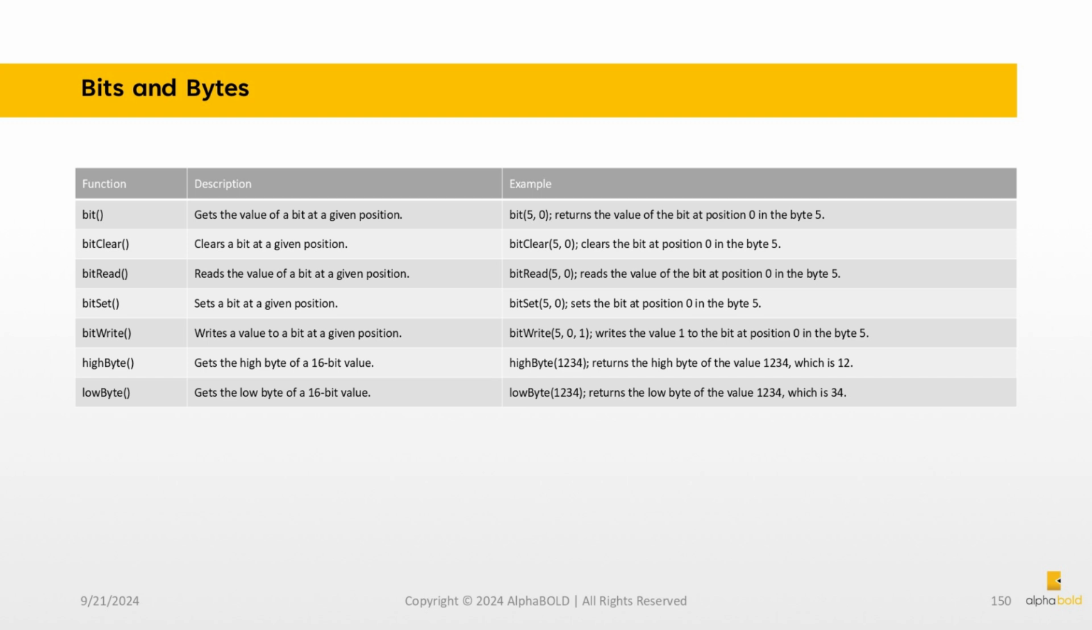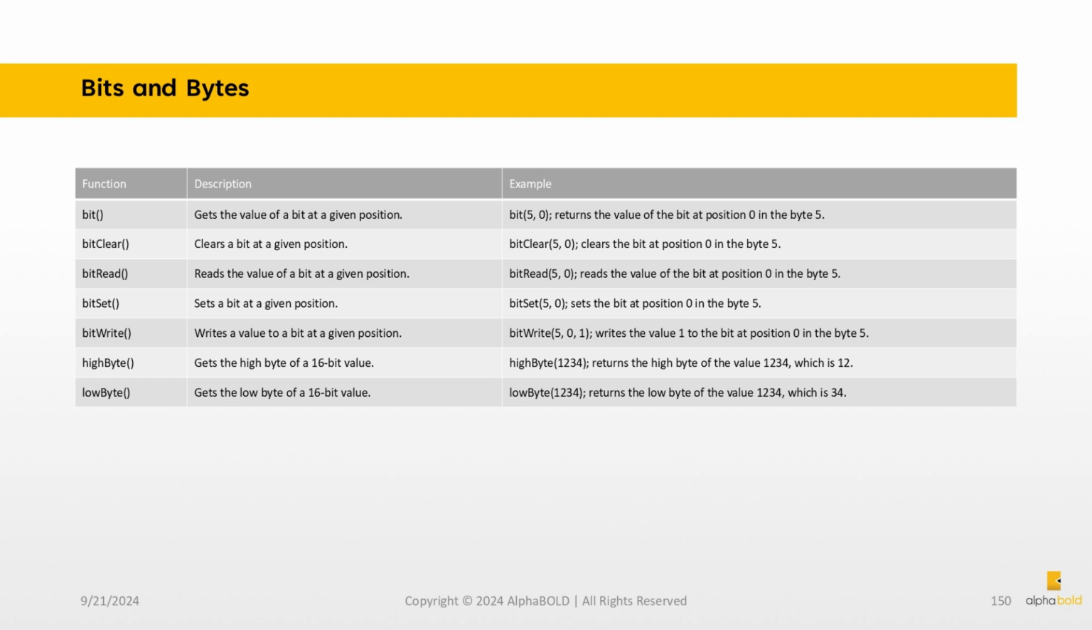Functions for manipulating bits and bytes provide low-level control over data. Bit creates a value with only a single bit set at a specified position. bitClear clears, sets to 0, a specific bit within a value. bitRead reads the value, 0 or 1, of a specific bit. bitSet sets to 1 a specific bit. bitWrite writes a given value, 0 or 1, to a specific bit.